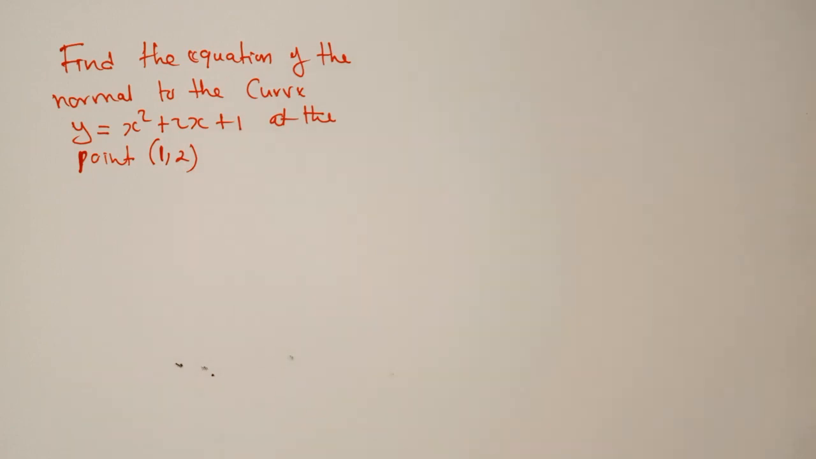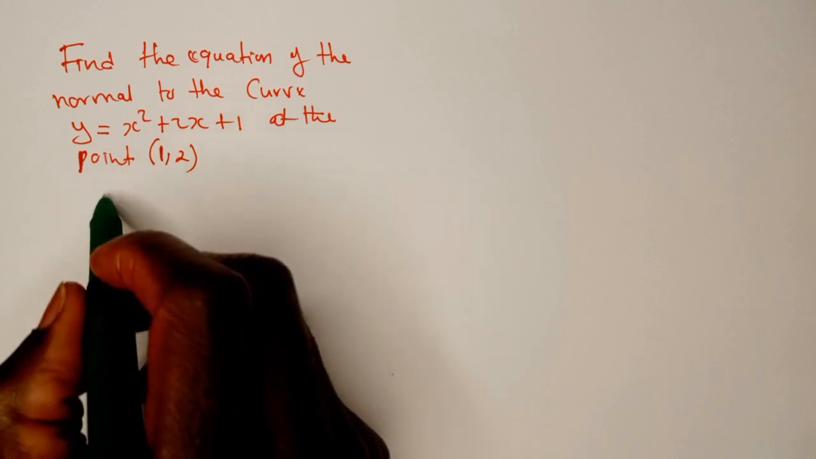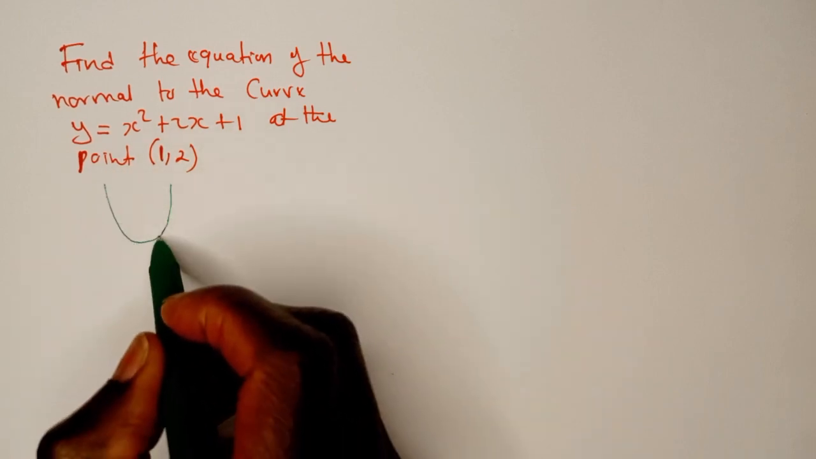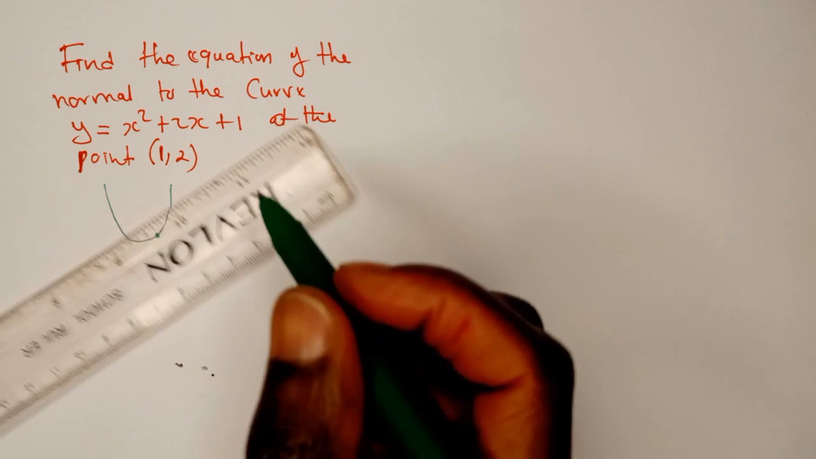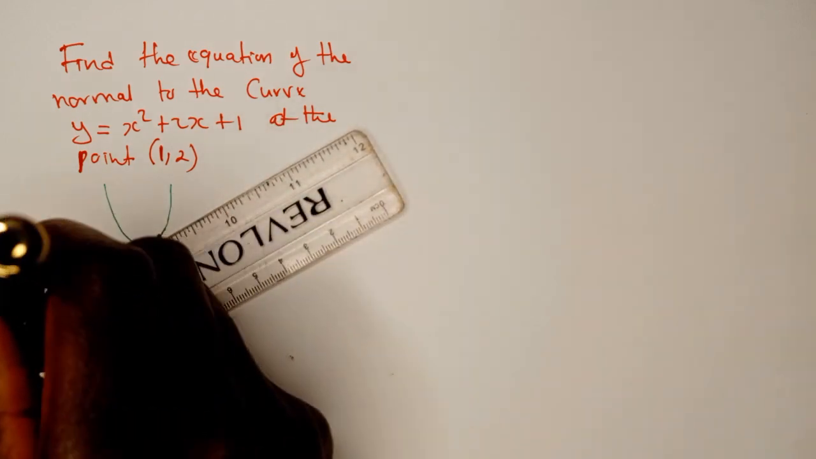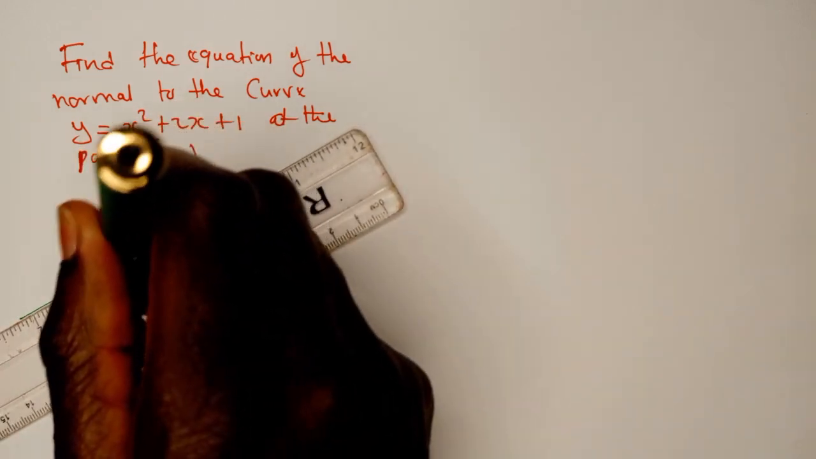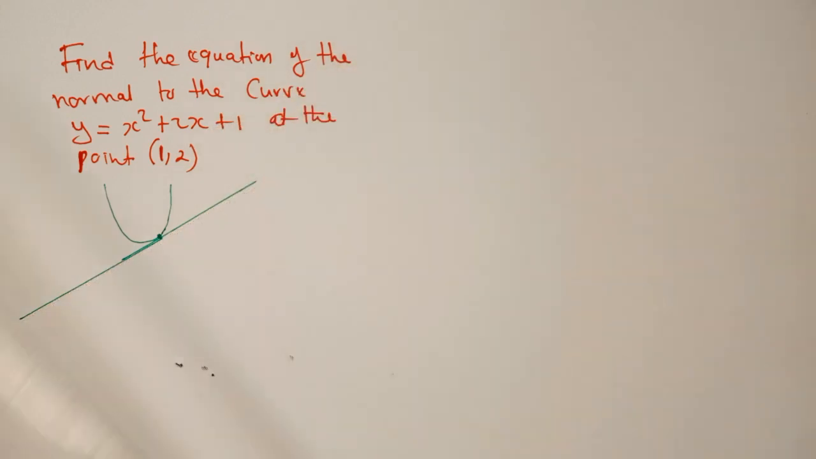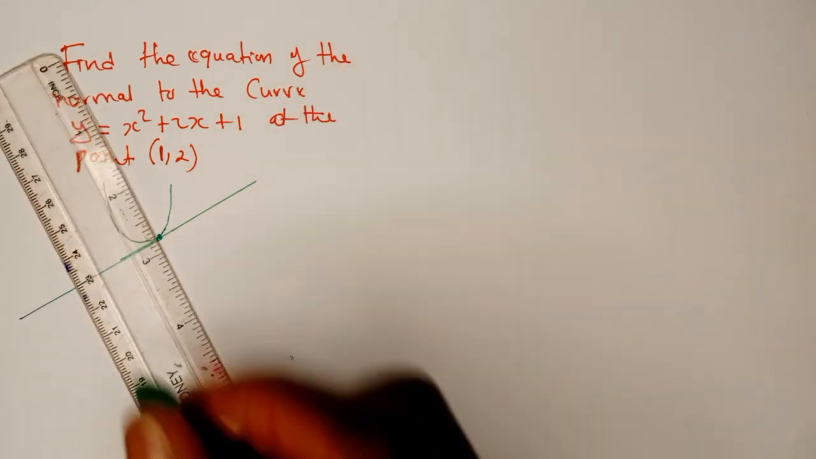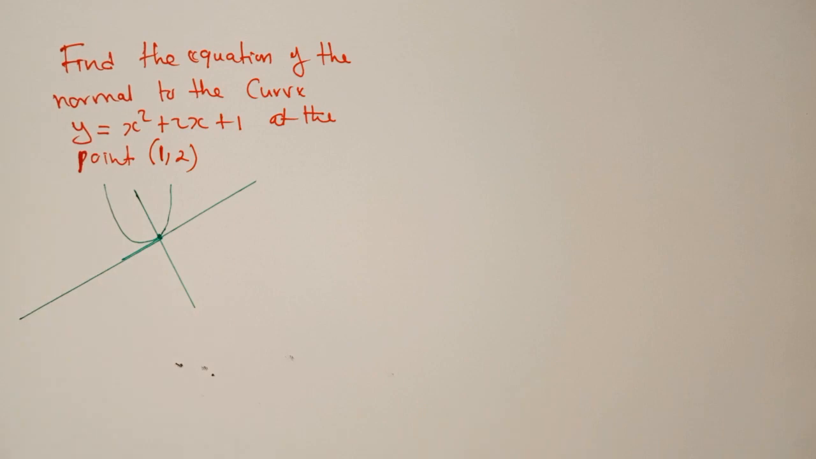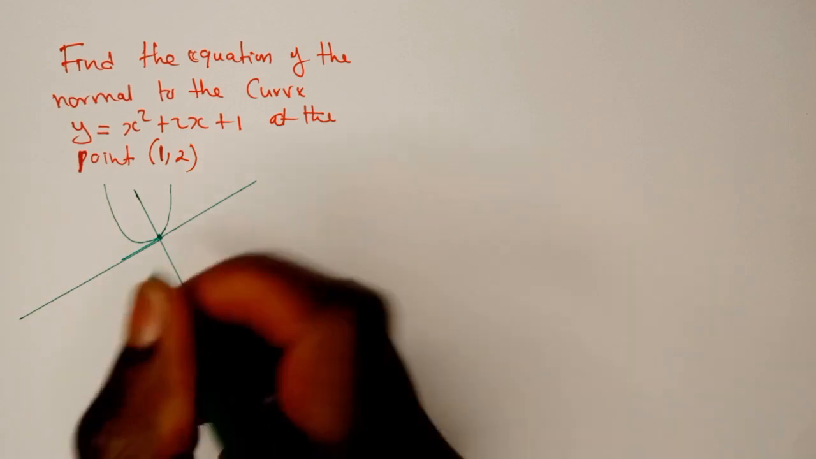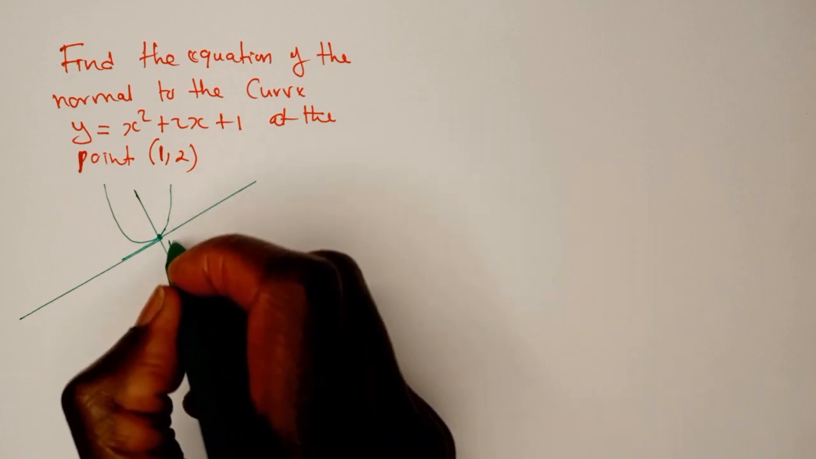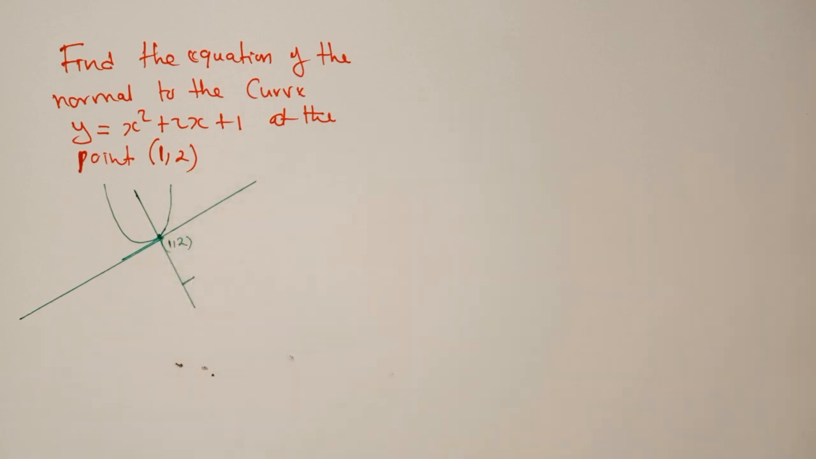So from my sketch, I'm saying this is my curve, and I have a line that is touching that curve at that particular point. Then a normal is the line that is perpendicular to that tangent. So I'm being told to find the equation of that line. The point here is (1, 2). So we can find the gradient at that particular point of that curve.